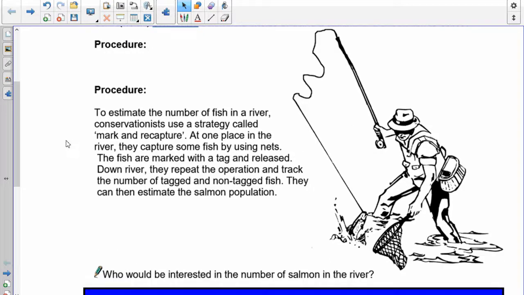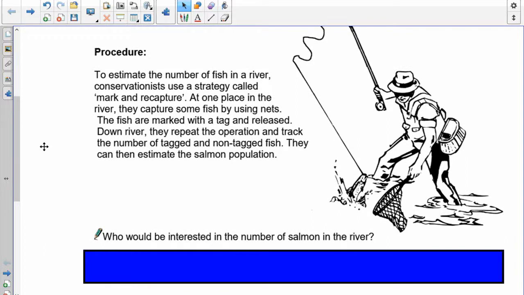So let's get started. To estimate the number of fish in a river, conservationists use a strategy called mark and recapture. At one place in the river, they capture some fish by using nets. The fish are then marked with a tag and released, and downriver they repeat the operation and track the number of tagged and non-tagged fish. They can then estimate the salmon population from this.